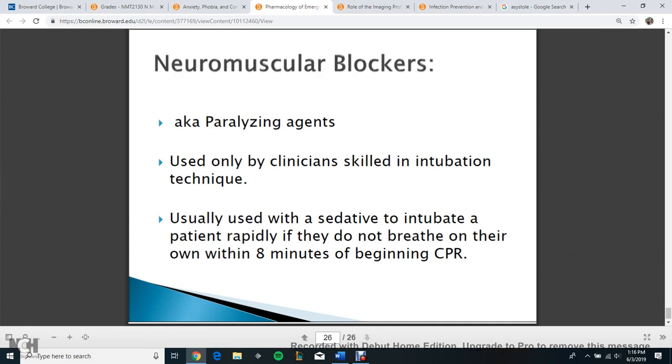Neuromuscular blockers are also known as paralyzing agents, used only by clinicians skilled in intubation technique. Usually used with a sedative to intubate a patient rapidly if they do not breathe on their own within 8 minutes of beginning CPR. The end.